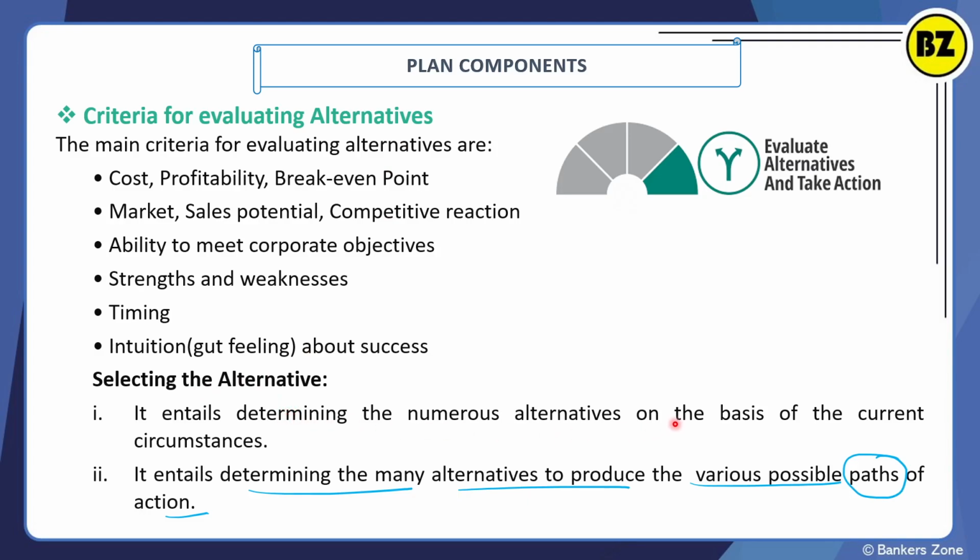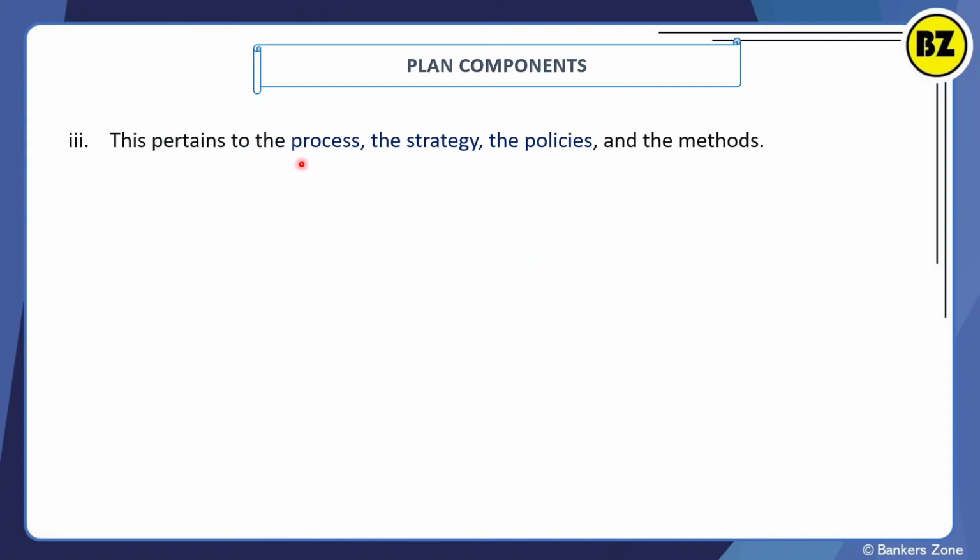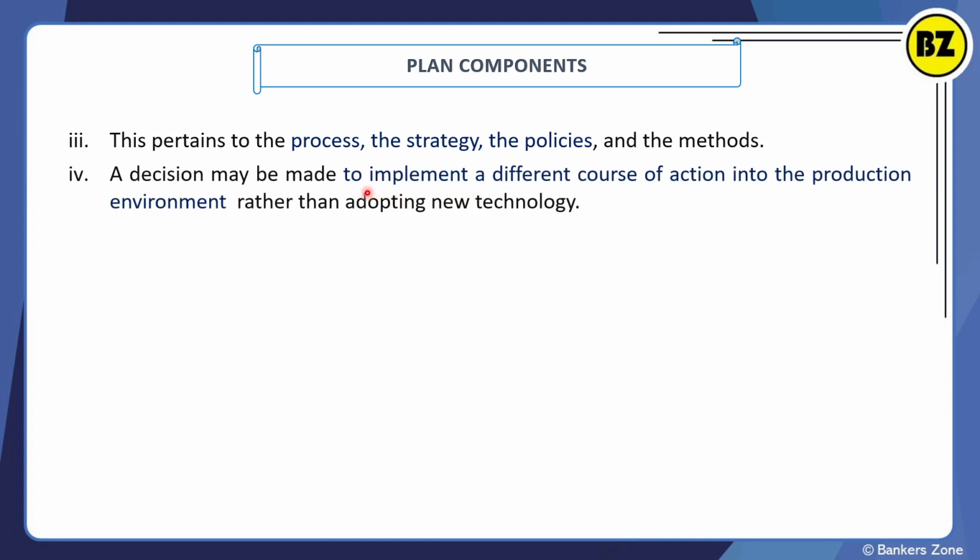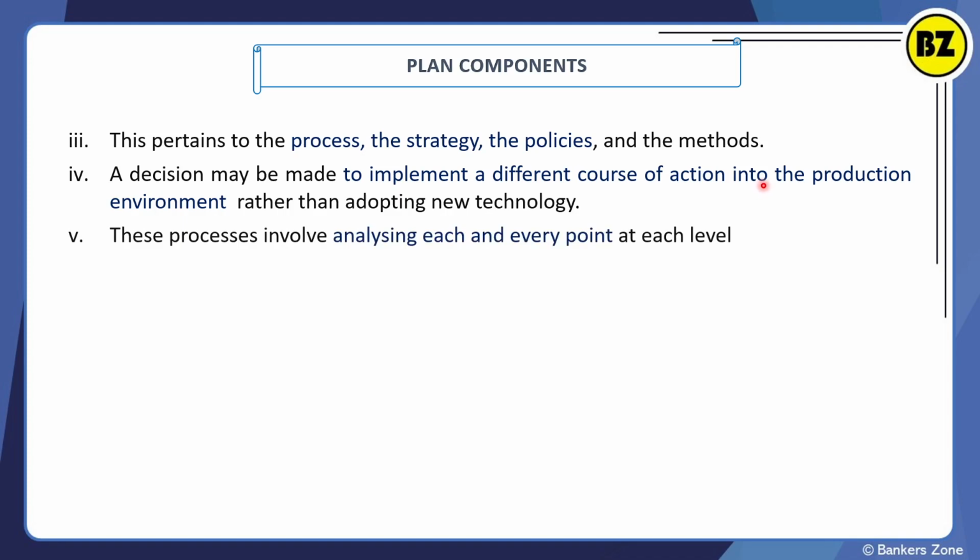Because we have a lot of options to choose from under the current circumstances, we have different ways to deal with the business, right? Apart from that, we can have the process, strategy and the policy. The decision may be made to implement a different course of action in the production environment rather than only a new technology. So if you have different courses of action, every time you should not adapt to a new technology, you can make a change in the production environment, right? So these are the basics for selecting the course of action.